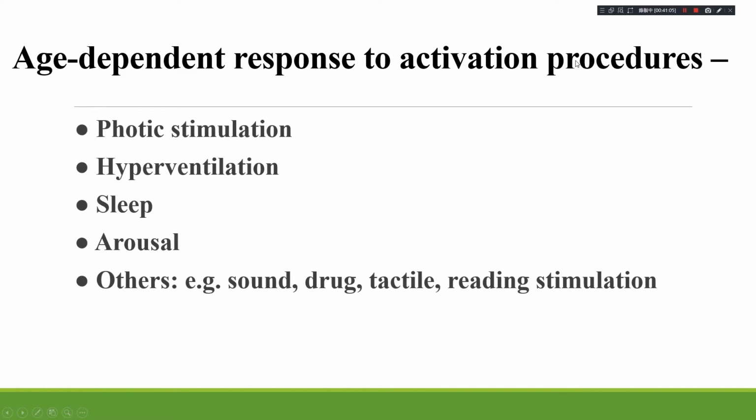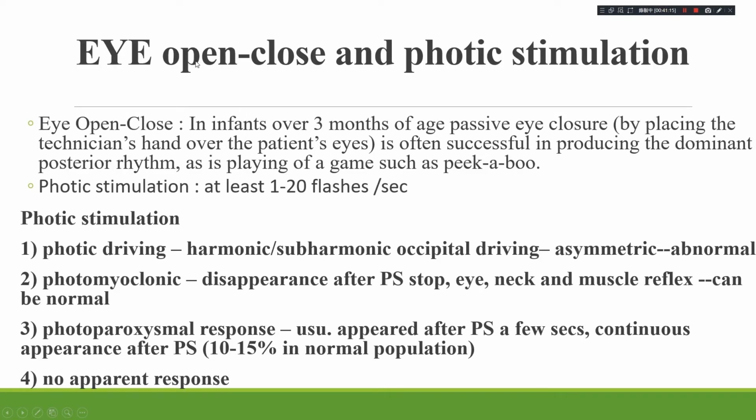So the response to activation procedures is also age-dependent. We will talk about photic stimulation, hyperventilation, and sleep arousal. When we do photic stimulation or eye open and close in infants over 3 months of age, we can use passive eye closure by placing the technician's hand over the patient's eyes, which will successfully produce the dominant posterior rhythm. And then we do photic stimulation at least at 1 to 20 flashes per second.